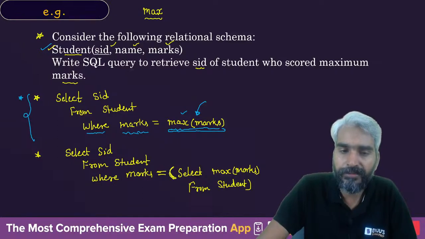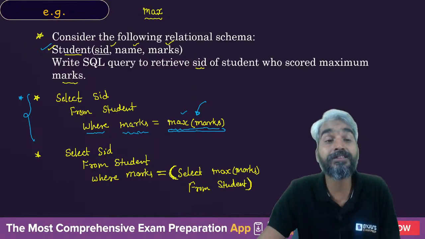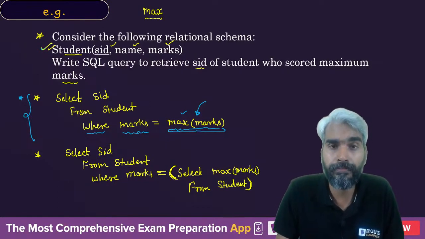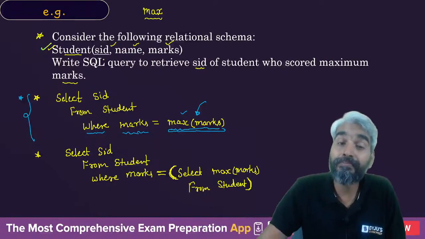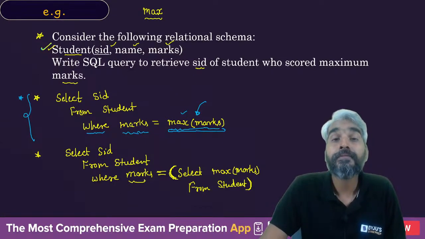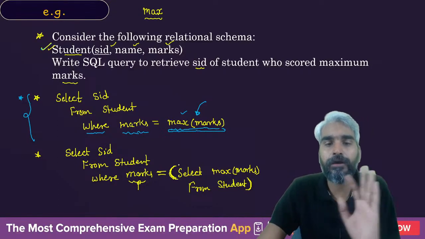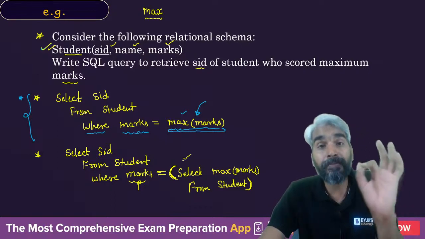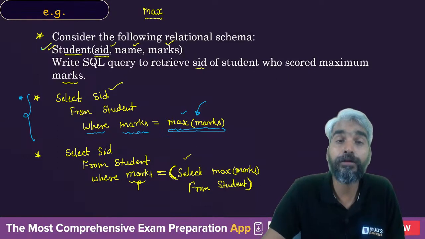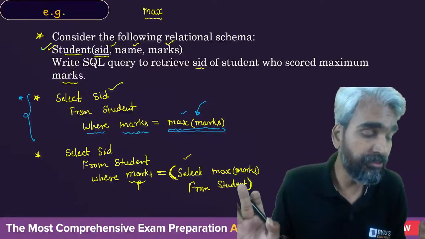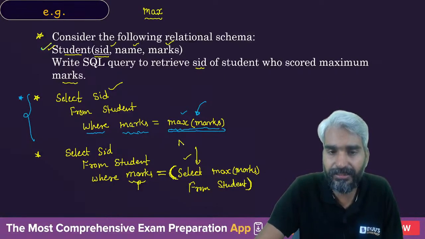So are you getting the idea that for each tuple, first of all this inner query will be evaluated. This inner query will provide the maximum marks among all the tuples in the student table, and that maximum mark will be compared with the marks of that particular tuple. So for whichever tuple the marks are equal to the maximum marks in the student table, that tuple will be selected, and the SID from that tuple will be projected. Clear? So that's the idea, and this is the concept of nested query. So what is this? This is a nested query.